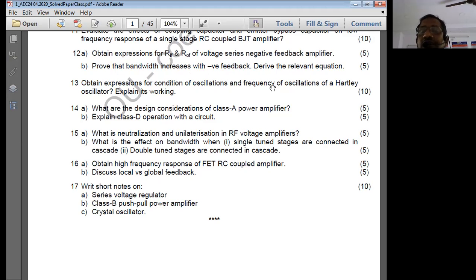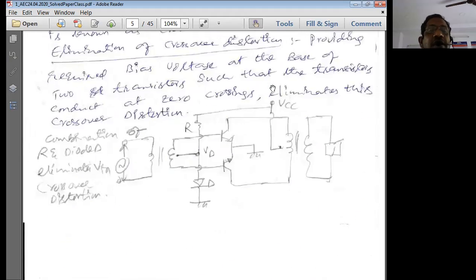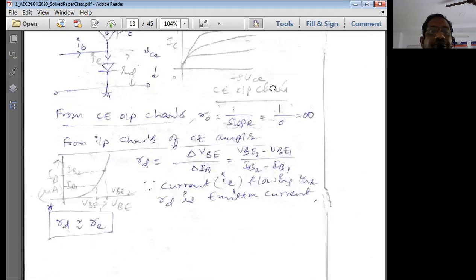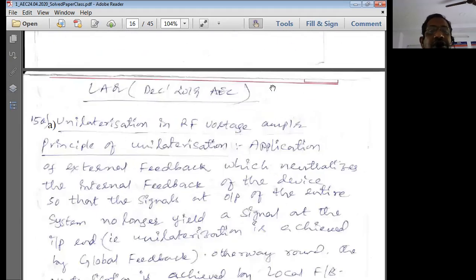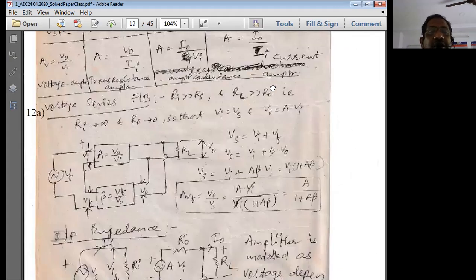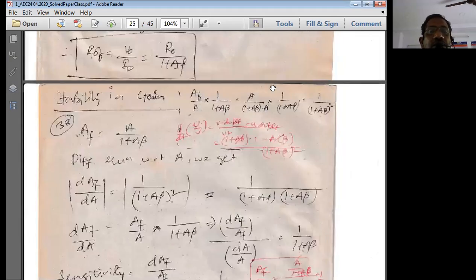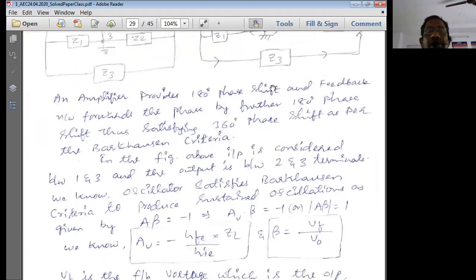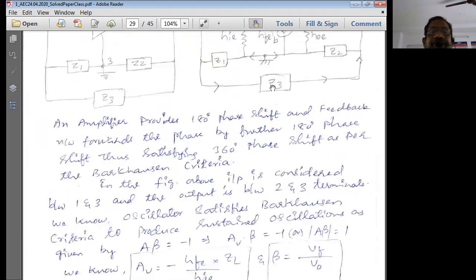And frequency of oscillation means what? What is the frequency of the output signal generated by the oscillator circuit? That is what is called frequency of oscillations. So let us come to that particular solution. This derivation is very important because I am first of all giving you a generalized equation for the LC oscillator circuit.